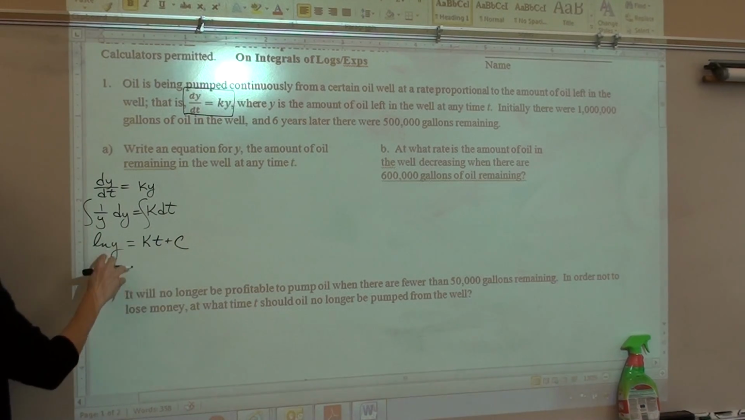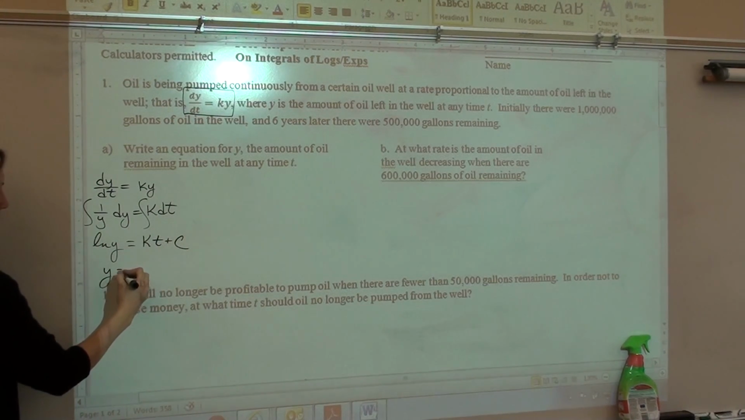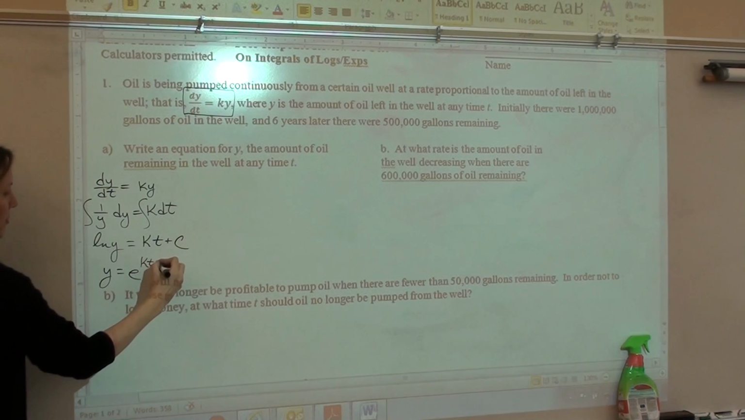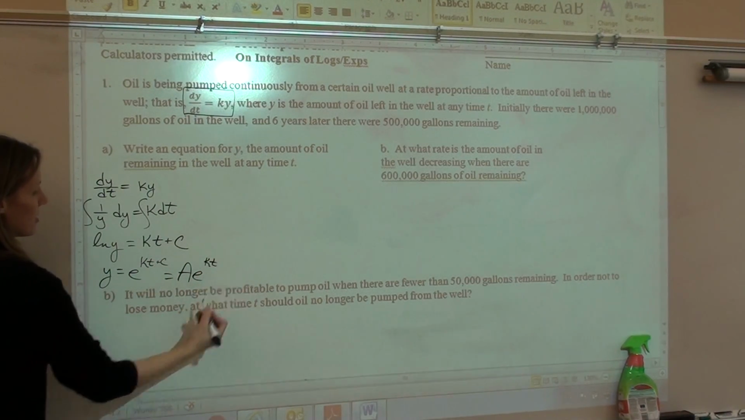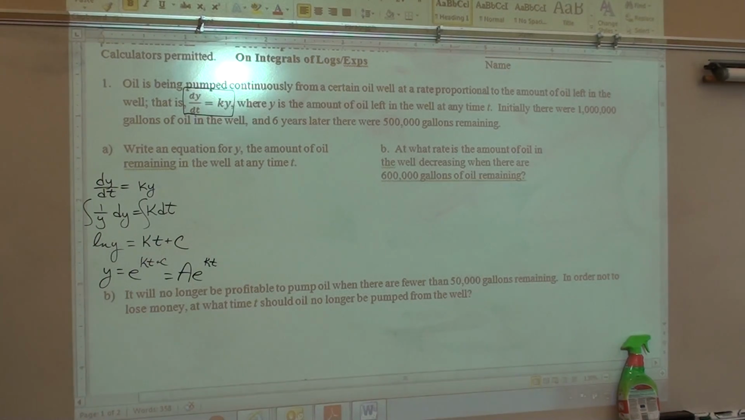Now we have to solve for y, so I'm going to exponentiate both sides. We get y is e to the kt plus c, which I'm going to call a e to the kt. All right, any questions on that? That would be equivalent to part A on your test, so that would be the first 10 points. The next 10 points would be plugging in the information given to find the values of the unknown constants.